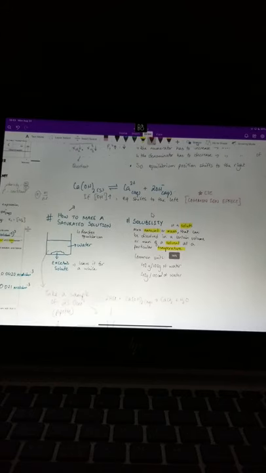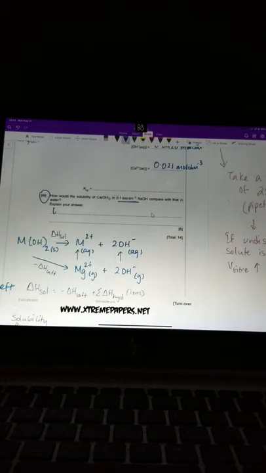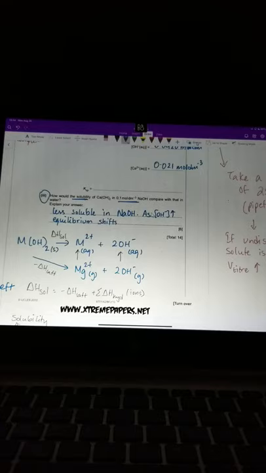So how would the solubility compare? Less soluble. This is 2 marks actually. We have to make the statement about solubility: less soluble, as OH minus concentration is greater, the equilibrium shifts to the left.